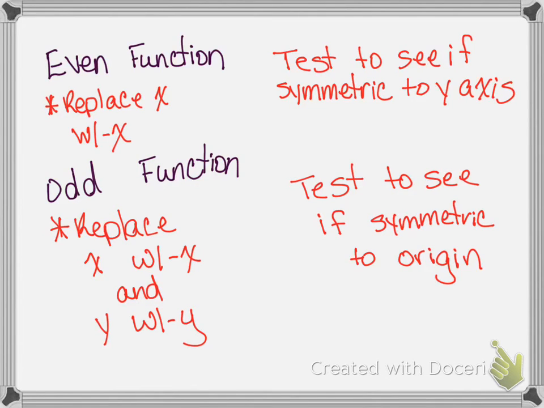Okay, so the way that we determine if a function is even is we replace x with negative x, just like we did to see if it was symmetrical to the y-axis. And the way that we determine if something is an odd function, we replace x with negative x and y with negative y. And that's testing to see if it's symmetric to the origin. So let's do some of these.